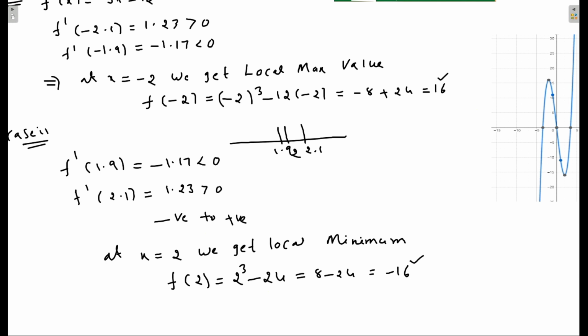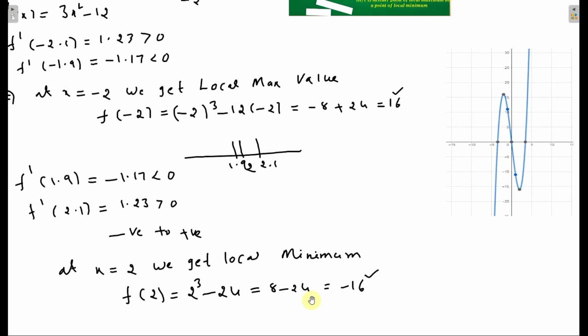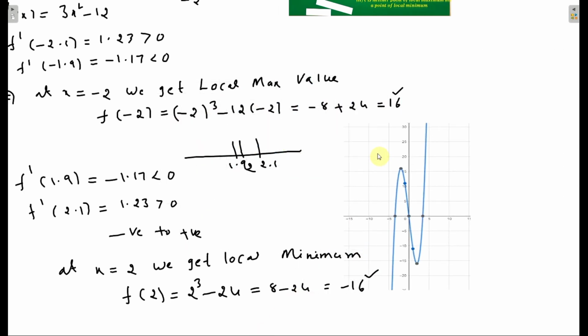So using the first derivative test, this is the procedure to find the local extremes. See this graph of this function. This is x is equal to minus 2. Here I got local maximum. This is x is equal to plus 2. Here I got local minimum value.